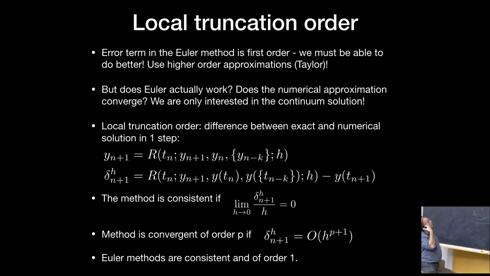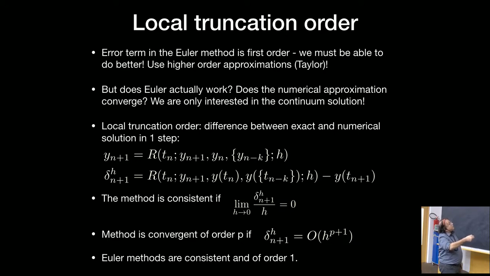And then we can ask whether this really works, whether the numerical approximation will actually converge. Because of course, in the end, we're not interested in the discrete solution. We are only interested in the continuum limit. What we can compute is the discrete solution for some discretization, but that's not what we're really interested in. We're only interested in the limit, so at the end, we have to take the limit somehow.